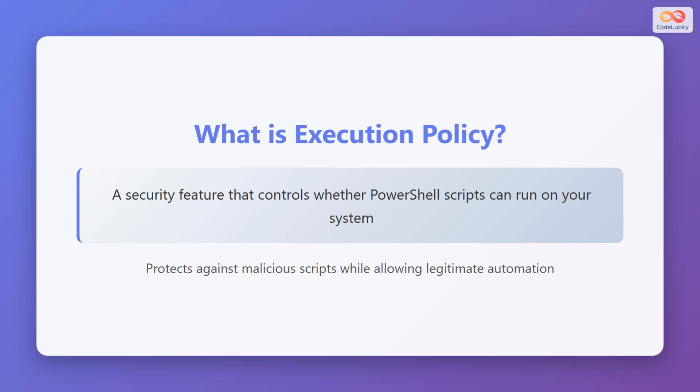Execution policy is a security feature built into PowerShell that controls whether scripts can run on your system. Think of it as a gatekeeper that decides which scripts are allowed to execute. Its primary purpose is to protect you against malicious scripts that could harm your computer. However, it also allows legitimate automation when configured correctly. The execution policy helps strike a balance between security and functionality.